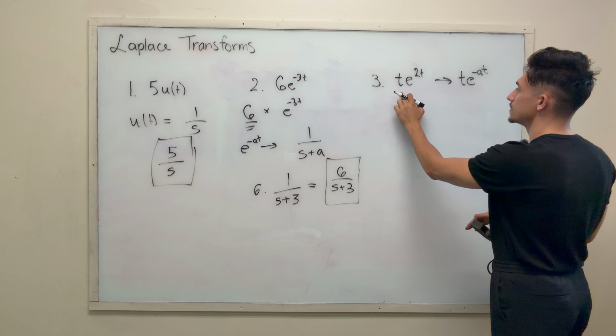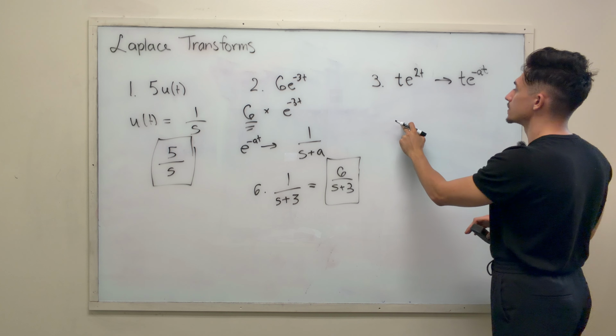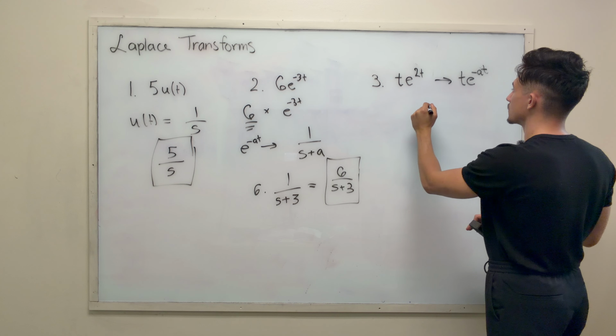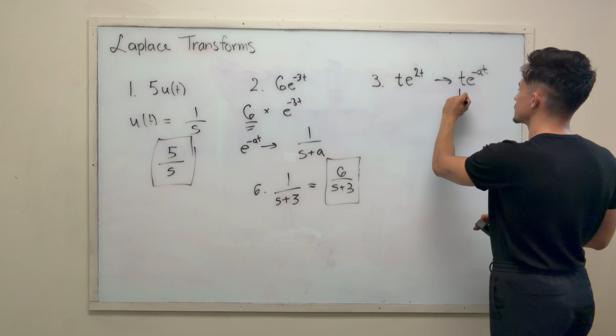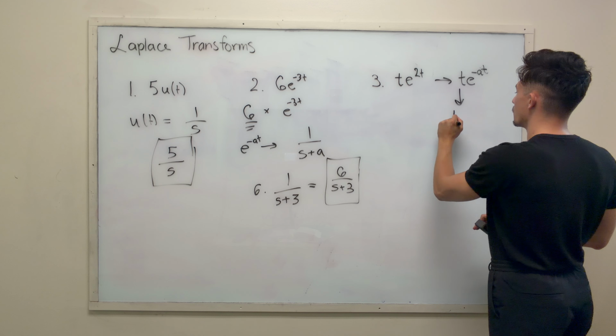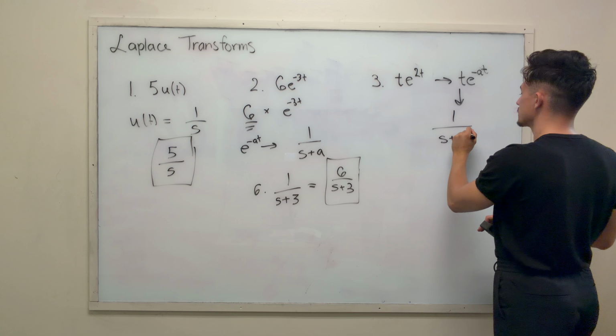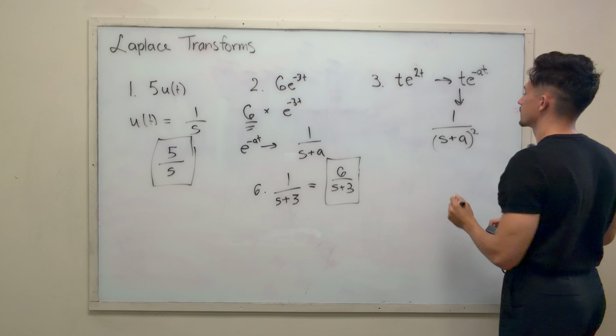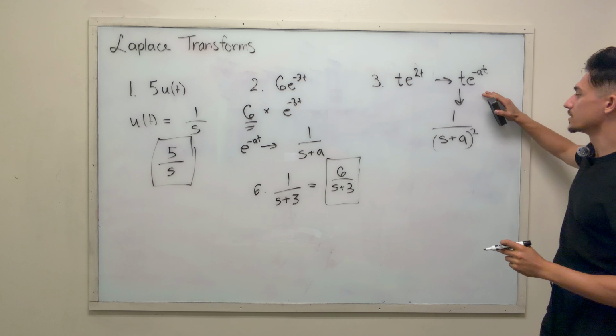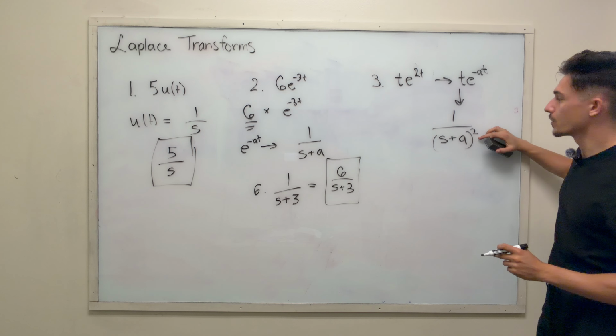But when you have the t function as the coefficient in this case, the Laplace transform of this is actually going to look like this: 1 over s plus the unknown in this case, and then we square it. So that's what happens in this case. The denominator is going to be squared.